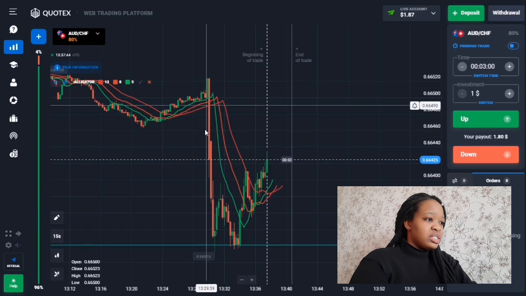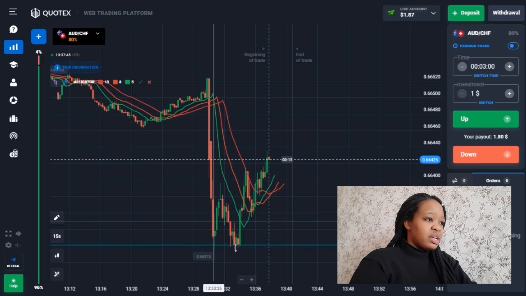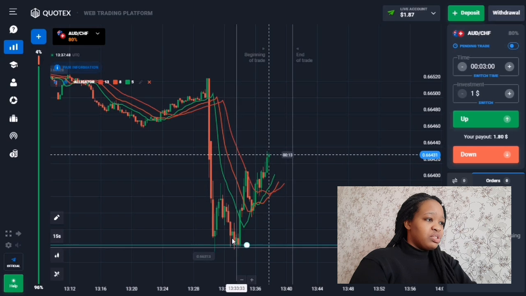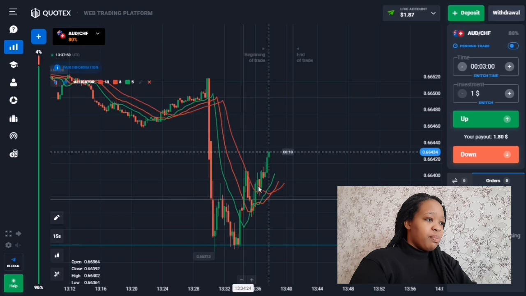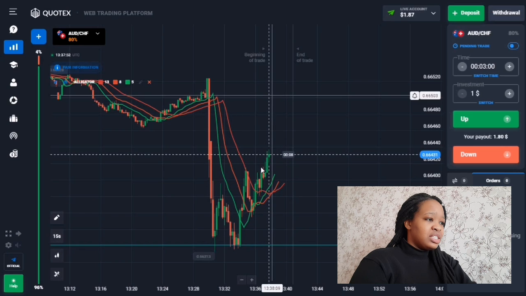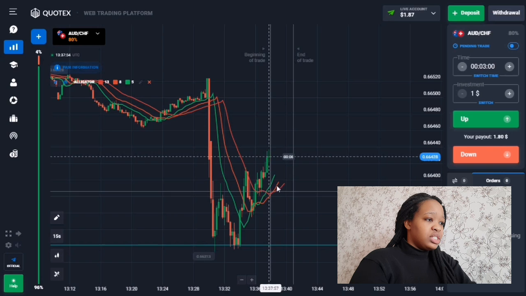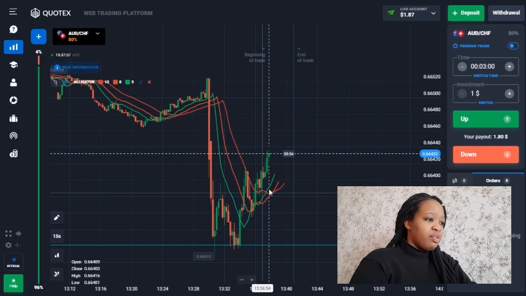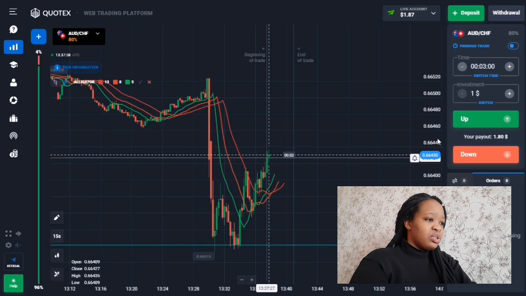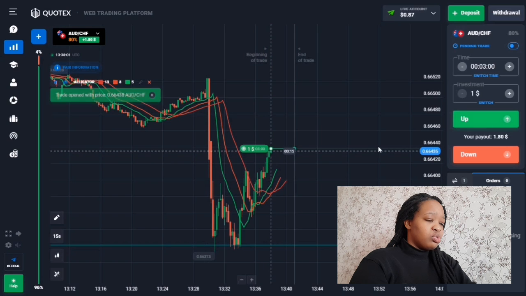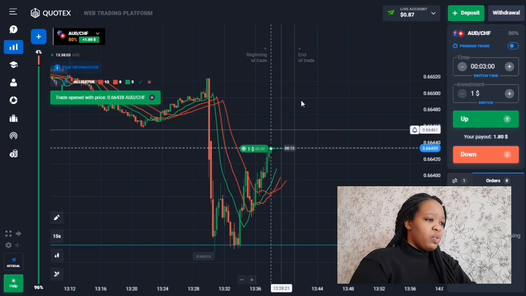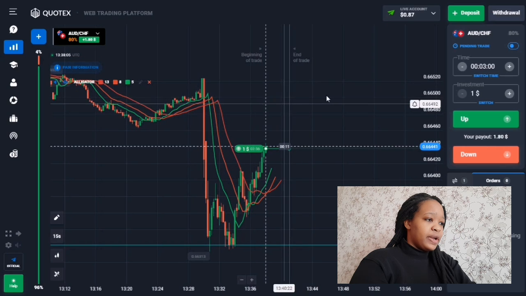Well, here there is downward movement towards the support level. After the touch of the level, the price is pulling back upwards, and the indicator signals that there is an entry point here. So I'm entering a trade for 3 minutes for an increase because I expect the price to trend upwards. So let me wait and see the results of the trade.